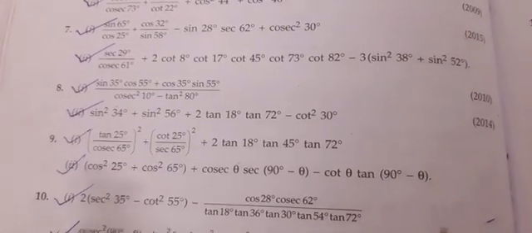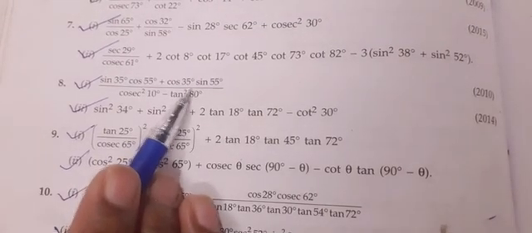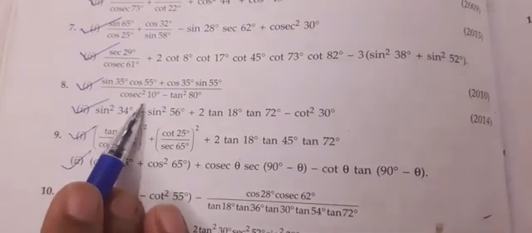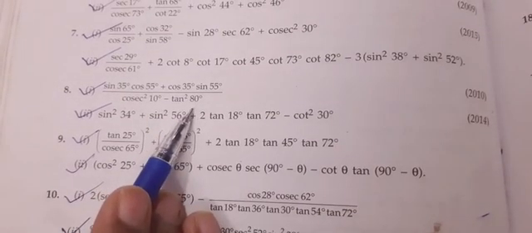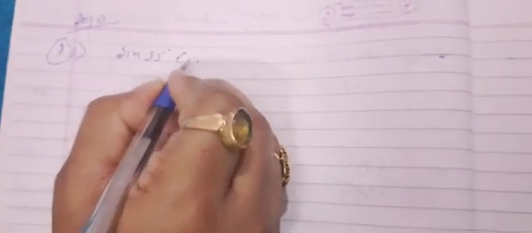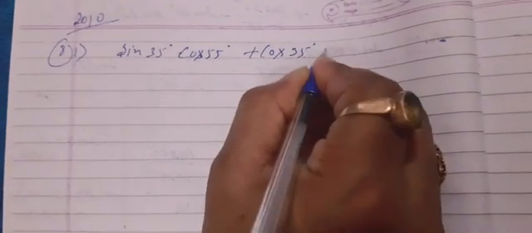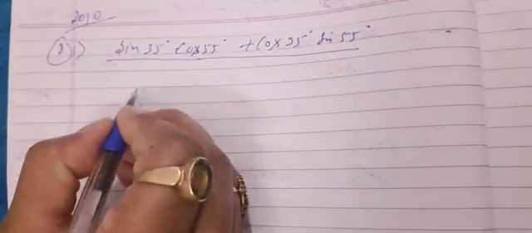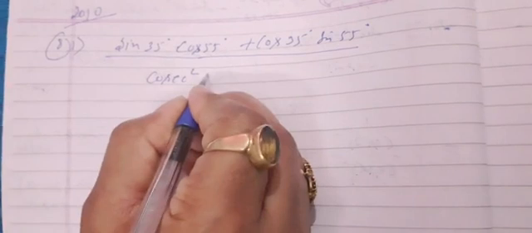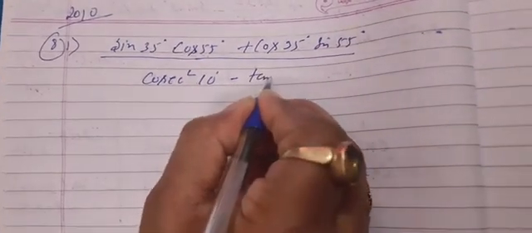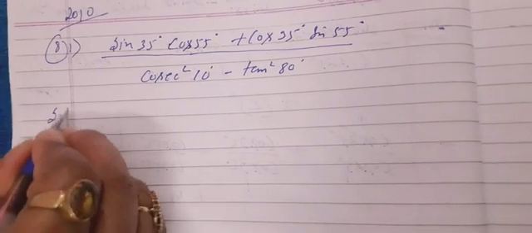Sine 35 degree into cos 55 degree plus cos 35 degree into sine 55 degree divided by cosec square 10 degree minus tan square 80 degree, and we have to solve without using trigonometric table. So let me copy the question. Sine 35 degree into cos 55 degree plus cos 35 degree into sine 55 degree divided by cosec square 10 degree minus tan square 80 degree. Let's start the solution.